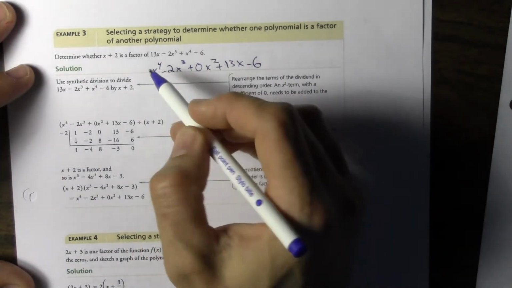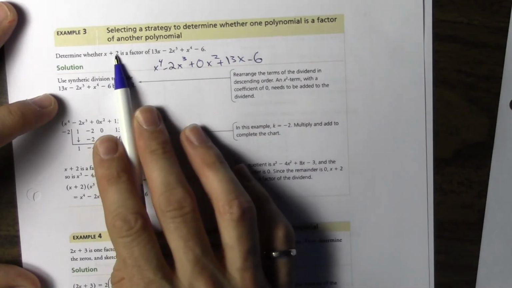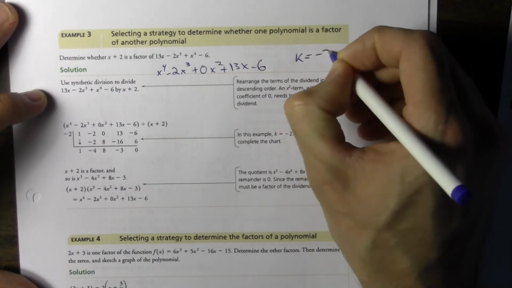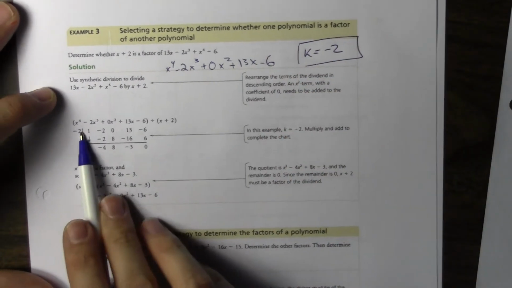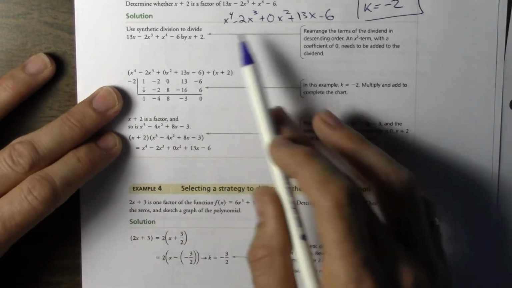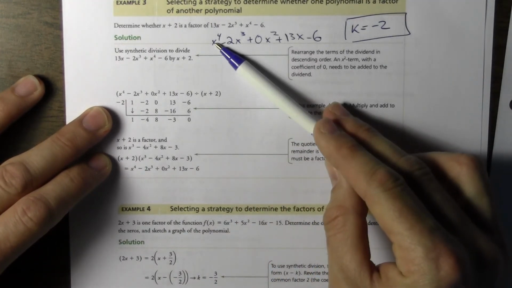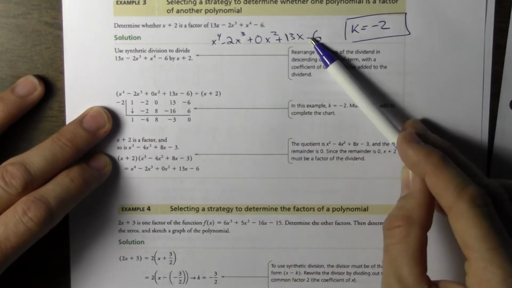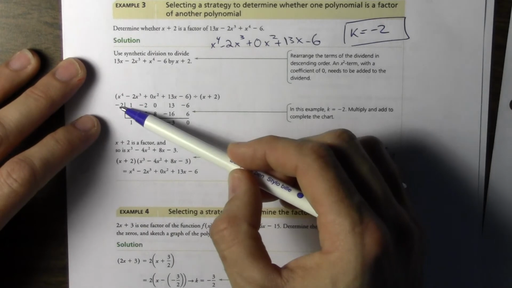Okay, so there is my term now, and I want to divide that by x plus 2, so my k value is equal to negative 2. So I put negative 2 up here, and then I put the coefficients that I've created by rearranging here. So 1, negative 2, 0, 13, and negative 6. Any questions there?